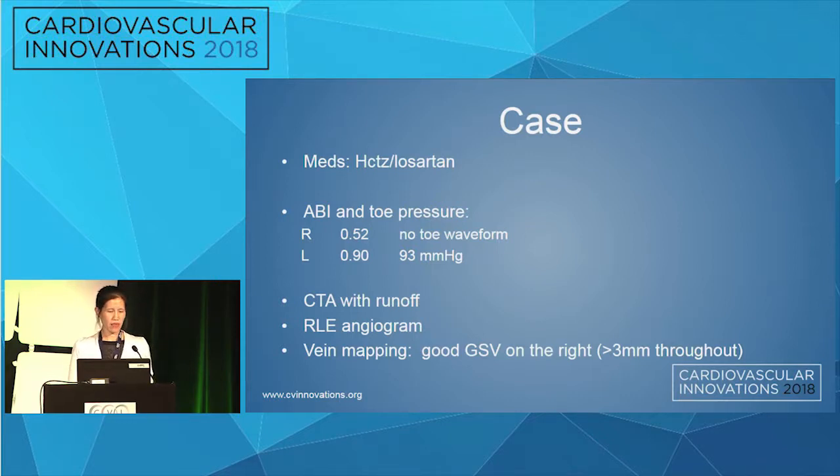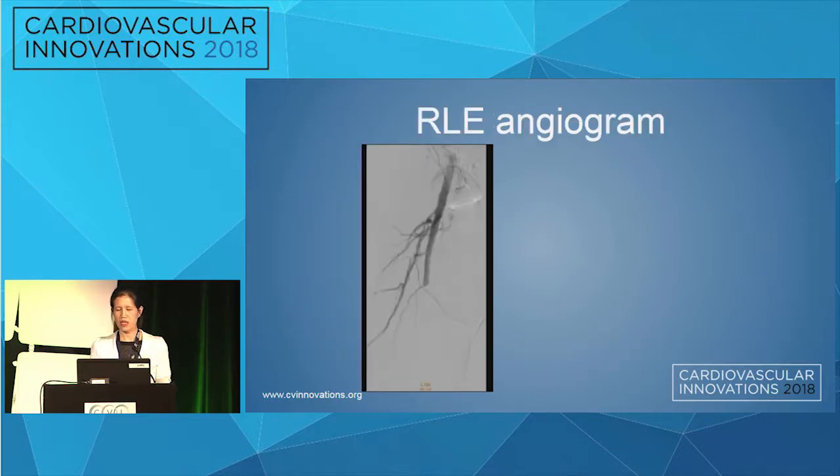Non-invasive flow studies were significant for no toe pressure on the right side, the affected side. He got a CTA with runoff, which was essentially non-diagnostic because we couldn't see any of the tibial runoff. So we did a right lower extremity angiogram and we vein mapped him. He had good saphenous vein on the right. Here are some pictures from his right leg angiogram.